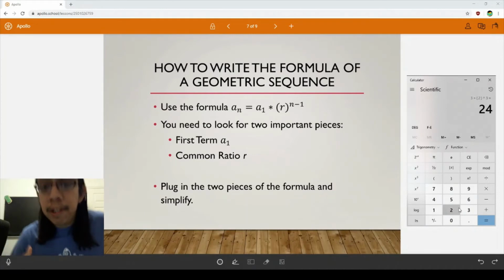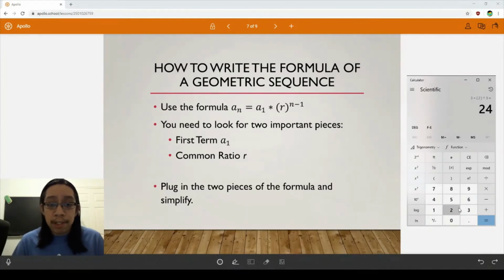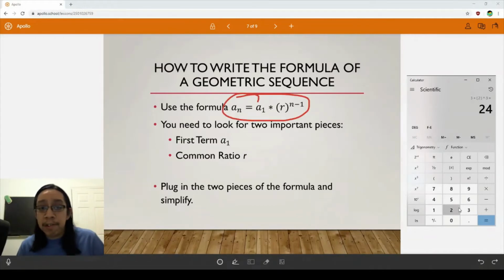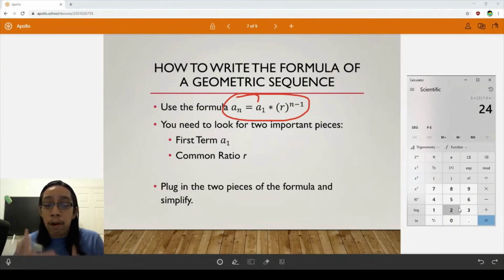If they're asking you to write a formula for a geometric sequence, you're going to be using this formula. You're going to mainly be focusing on this. So there's only 2 pieces of information you have to be worried about. You have to look for the first term of your sequence, and you have to look for the common ratio. After you have those 2 pieces of information, this is the real simple part. All you have to do is plug in those 2 pieces into the formula and simplify. You're going to see that it's actually a lot less work than what we do for simplifying an arithmetic sequence. Let's go ahead and check it out.